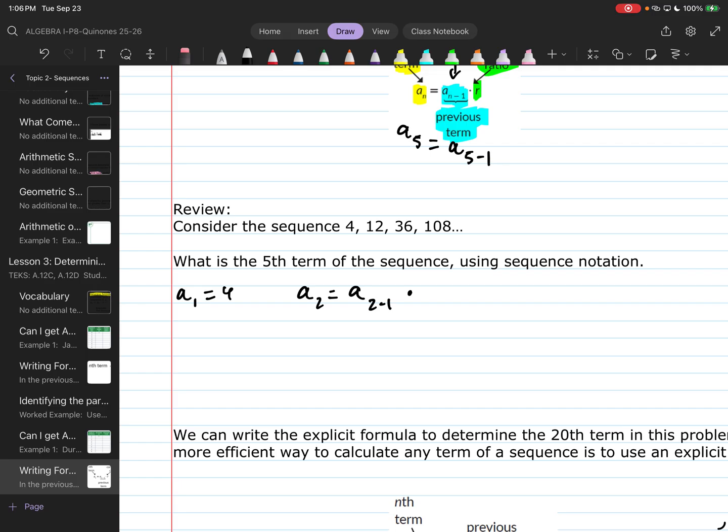What is the common ratio? 3. And we're going to do that right now. a sub 1 times 3. We said a sub 1 is equal to what? 4. Good. Times 3. So then a sub 2, the second term in the sequence, is equal to 12. And the recursive formula will allow us to keep writing the next term based on the previous term.